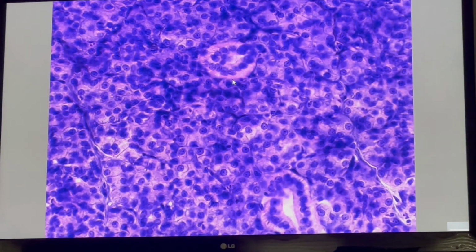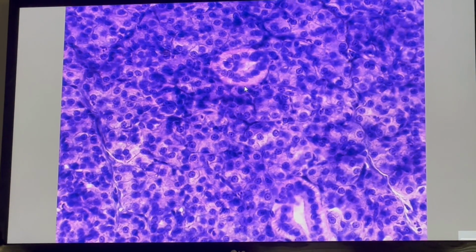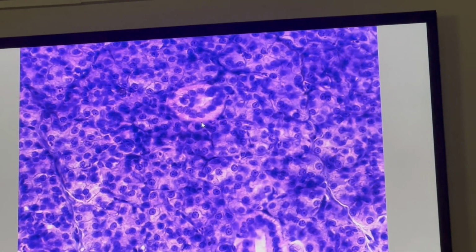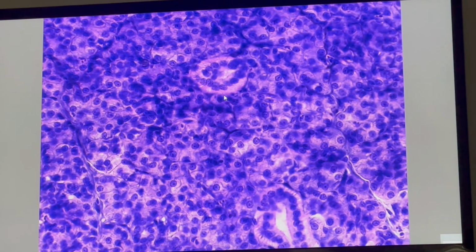Which type of duct? Interlobular. Striated duct.